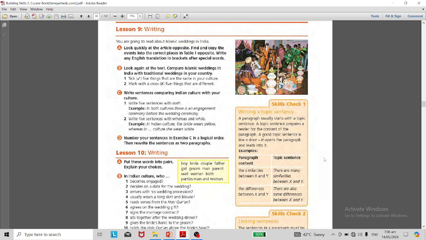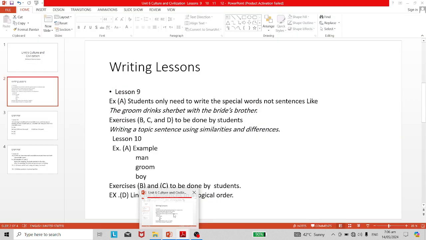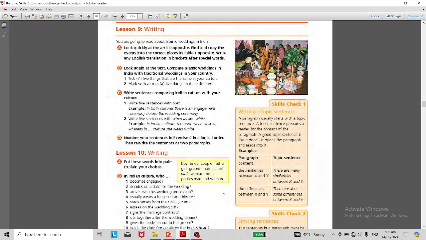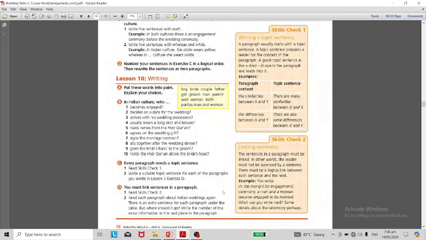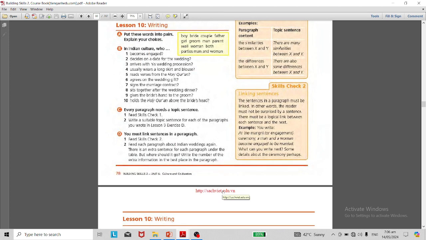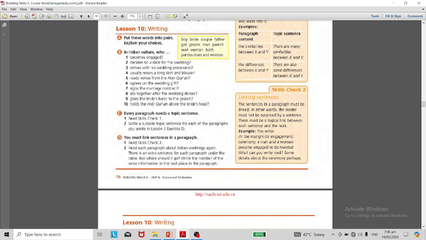And for differences also, you can use the text to write how they are different. This is a video about lesson 9, the most important things in lesson 9. For lesson 10, let's go and see. Lesson 10, writing. We have also 4 exercises, A, B, C, and D.